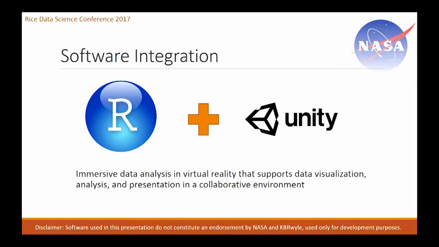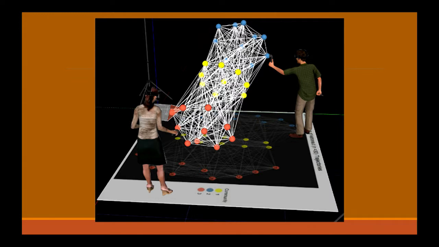So we propose integrating R and a video gaming software, Unity, to render immersive data analysis in virtual reality that supports the data visualization, analysis, and presentation all inside of a collaborative environment. So what would an environment like this look like, and what barriers in the data analysis would this help alleviate? So here's an example of what that transition from a 2-dimensional network output to a 3-dimensional output would look like in virtual reality. So here we can see multiple analysts inside the virtual reality environment mining the data.